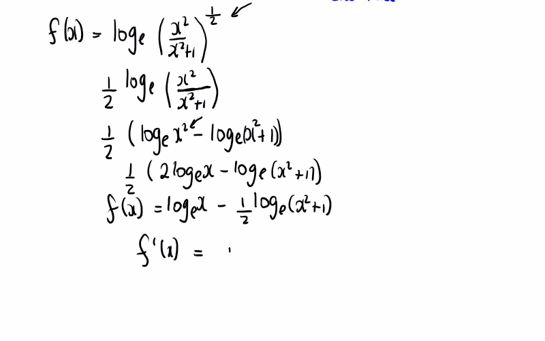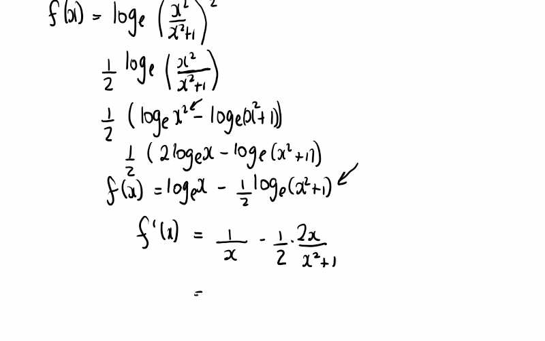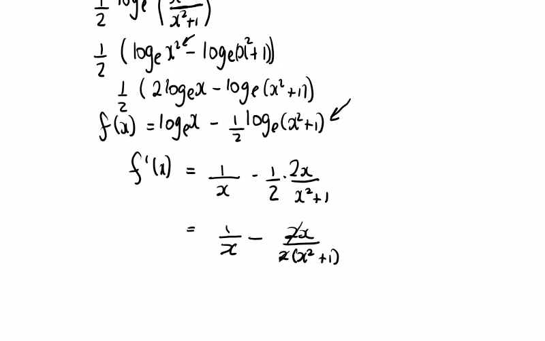So f prime x, the natural log of x, goes to 1 over x. And we've seen this one already from the previous example. This is going to be minus a half times the differentiated part on top, which is 2x, the differentiated bracket, and on the bottom the original function, x squared plus 1. So this is going to give me 1 over x minus 2x over 2. Actually, I can cancel my 2 times x squared plus 1. So it's going to give me 1 over x minus x over x squared plus 1.